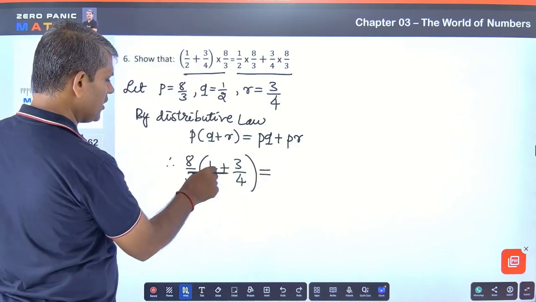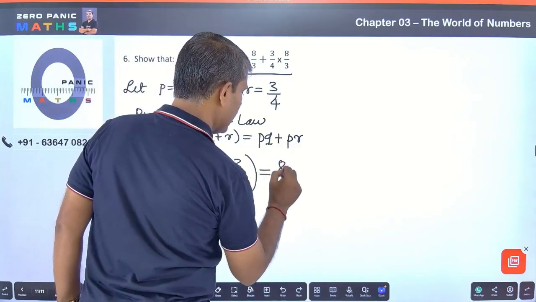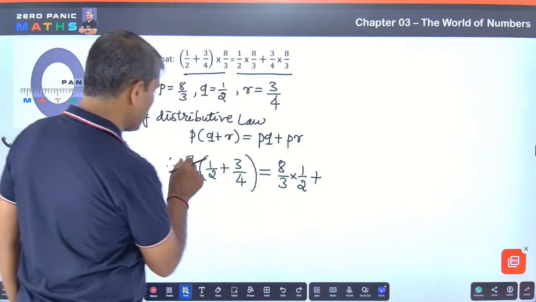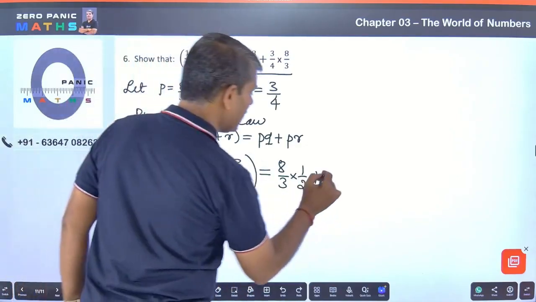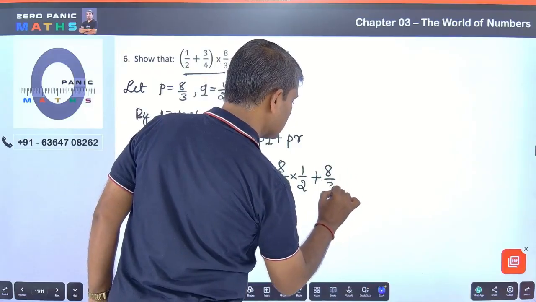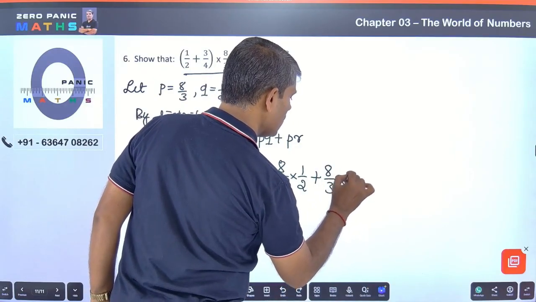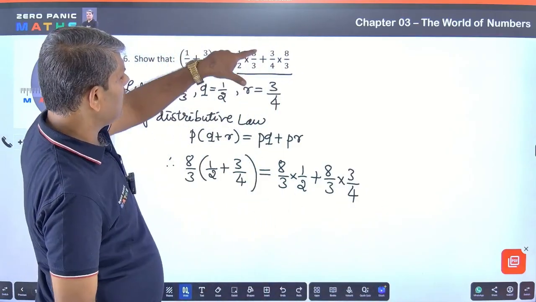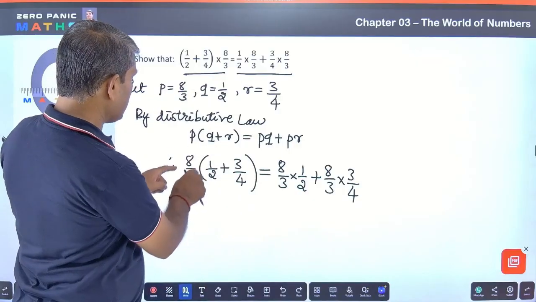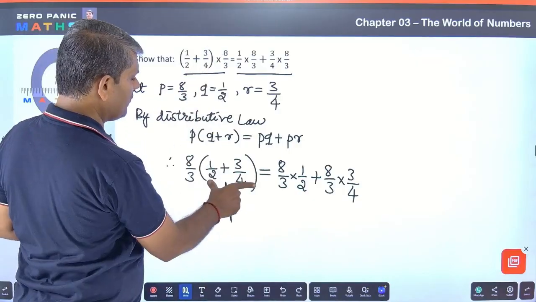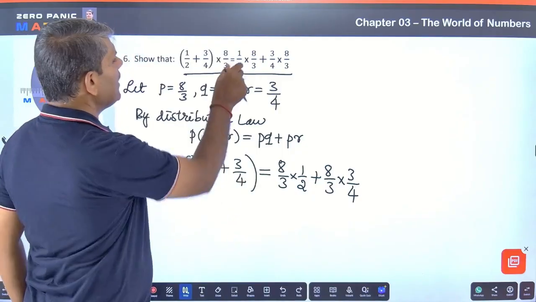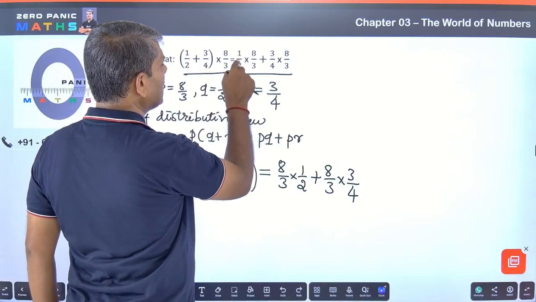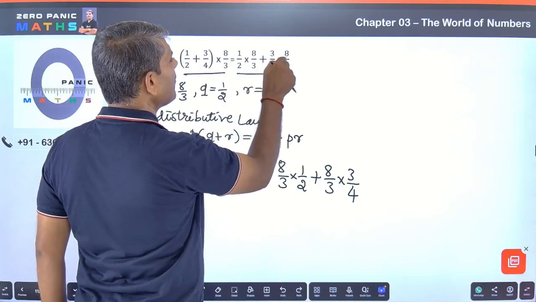equal to 8 by 3 into 1 by 2, okay, and multiply the same number to the second number inside the bracket also, that is 8 by 3 into 3 by 4. It is exactly equal to this. Only difference is 8 by 3 is multiplied after the bracket on the left hand side, and 8 by 3 here is multiplied before. It is QP and RP.